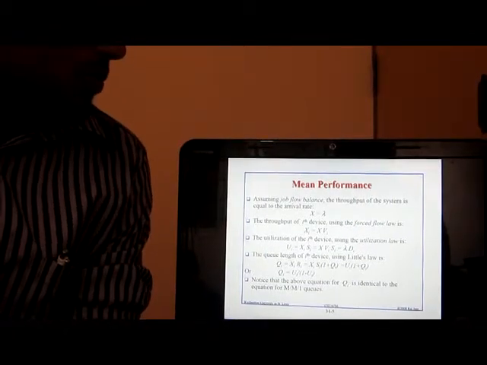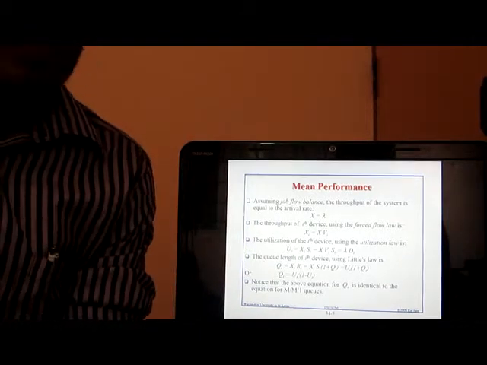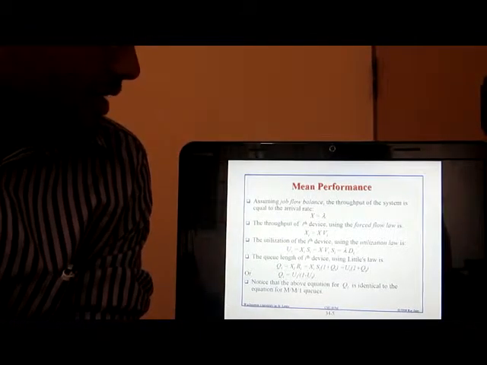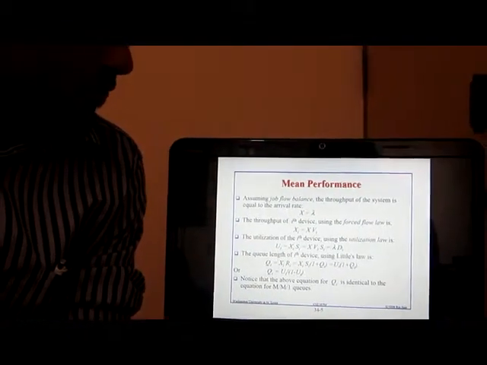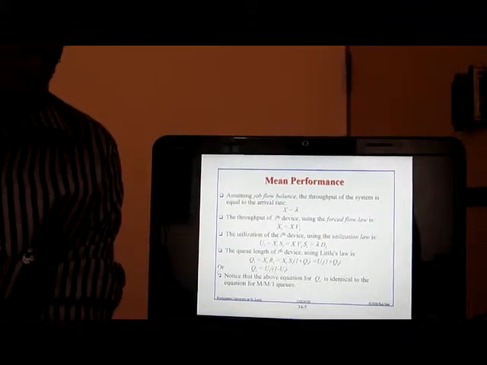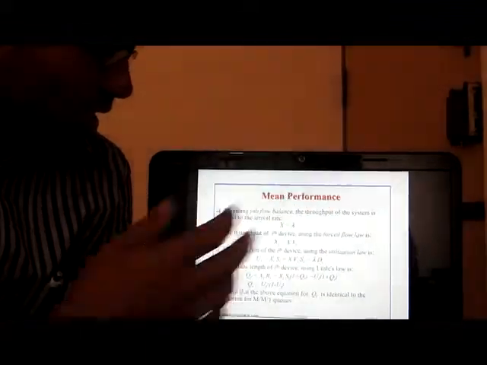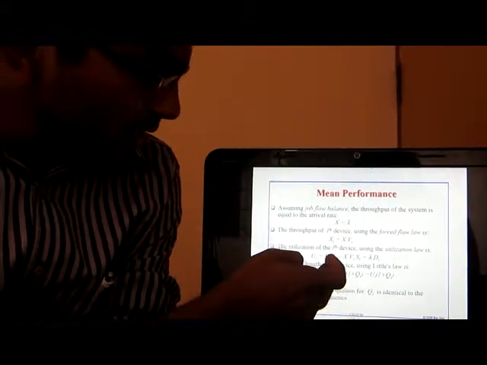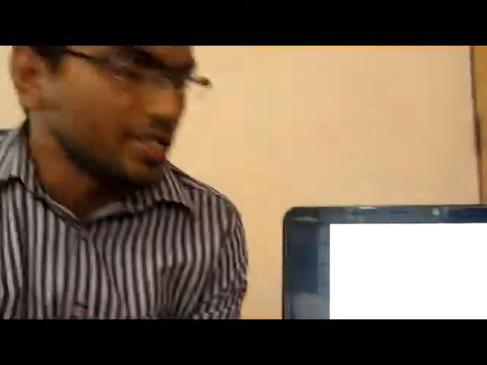Coming to the mean performance, we assume job flow balance, so the arrival rate X is equal to lambda. The throughput of the i-th device using the forced flow law is Xi equal to X Vi. Then, using the utilization law, Ui equals Xi into Si, which expands to X into Vi Si, and that is equal to lambda Di.